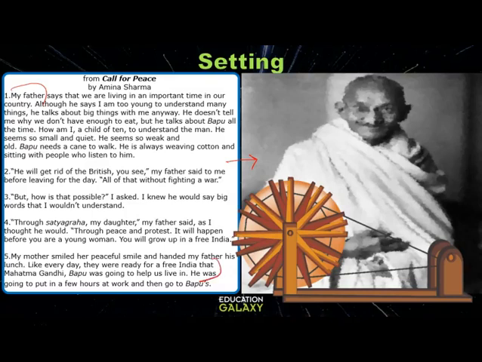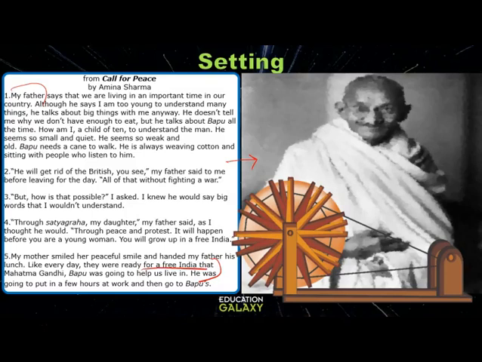This tells you when the story takes place and how that is affecting the characters in the story. The narrator's father is going to help Mahatma Gandhi and the others in a movement for free India. This affects how the child growing up in that time views her family and also the country.